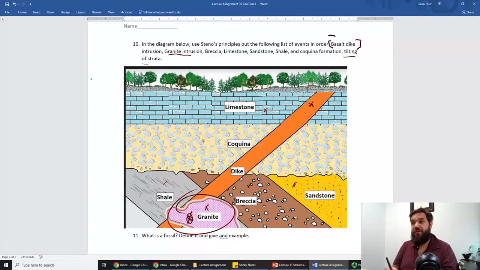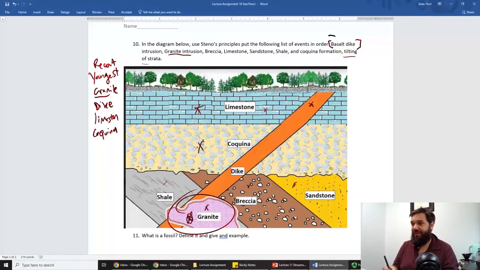Okay, so the dike, but notice how the granite over here cuts the dike. So that means I could say the youngest thing, the most recent thing, is the granite. Now, after the granite is the dike. Okay. Now, after that, we just use superposition. Okay, it's easy. Limestone, coquina. Now we have a problem, because we can't use superposition. We got limestone, we got the coquina, but what is it? The sandstone, the breccia, the shale.